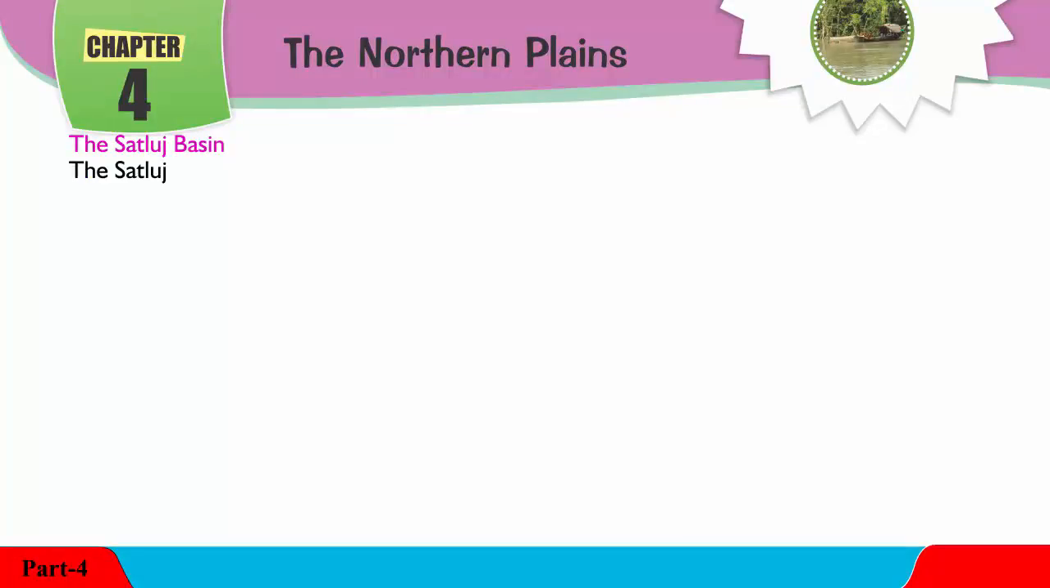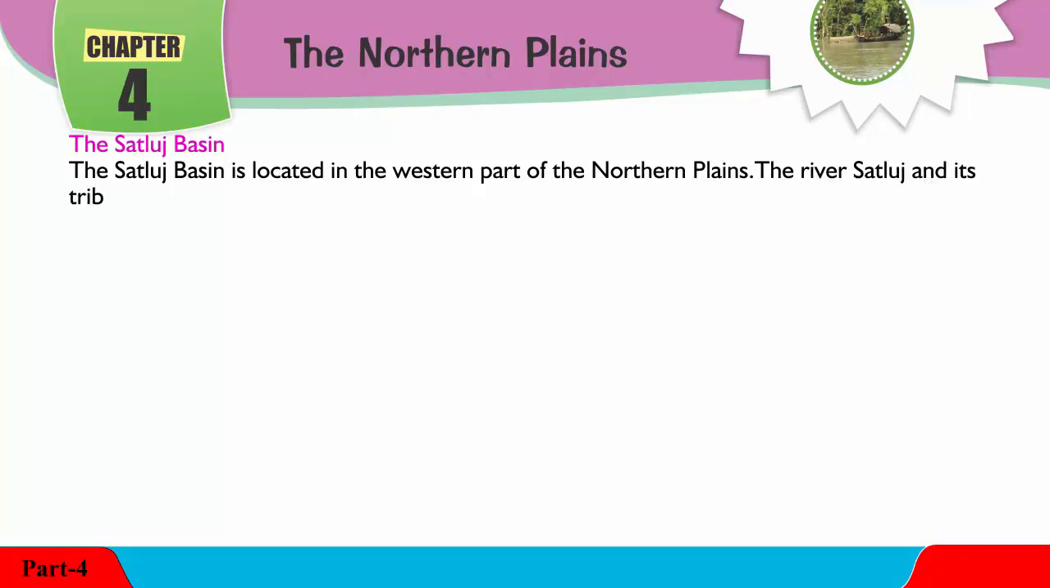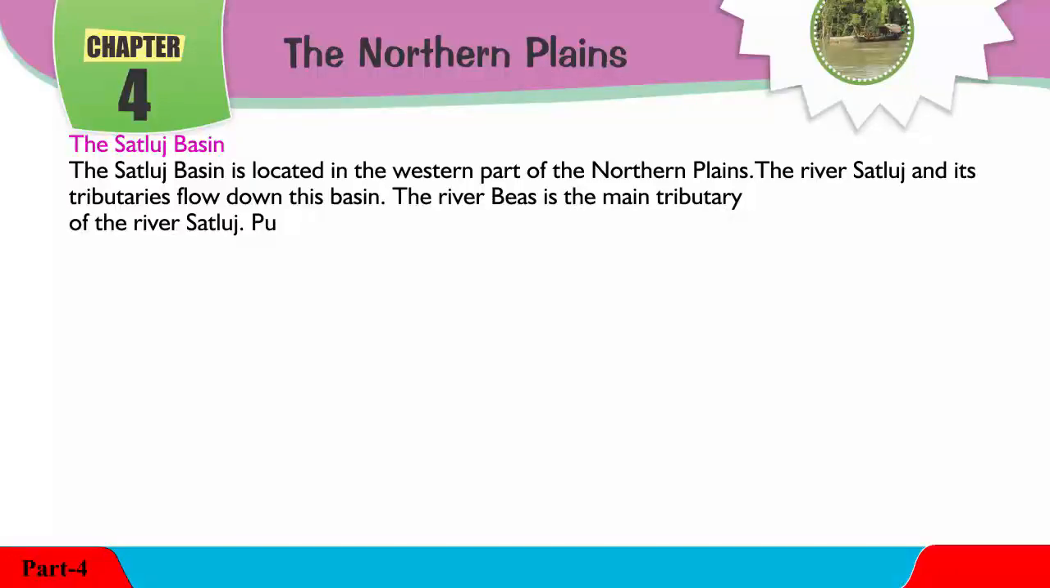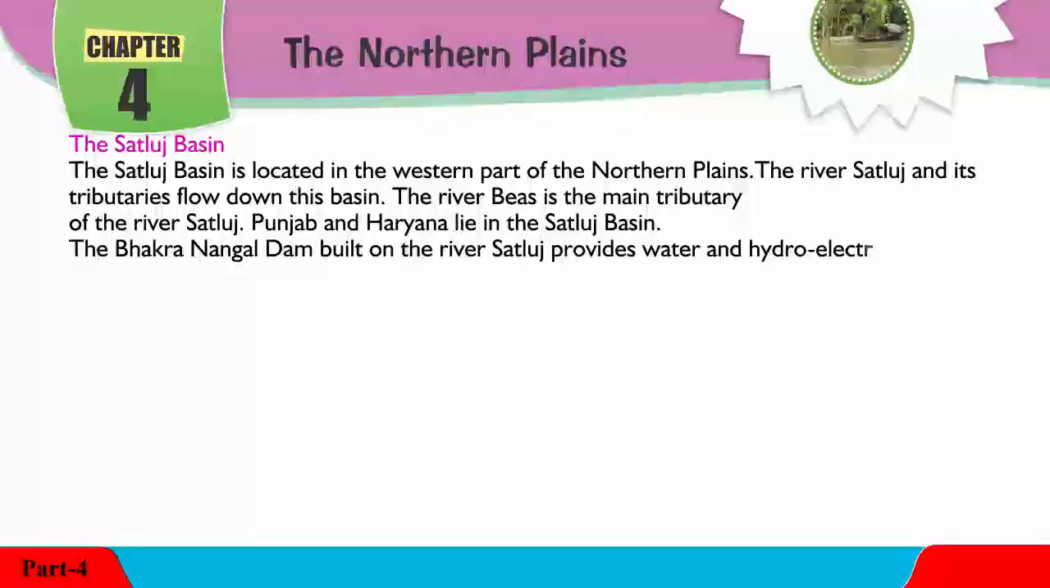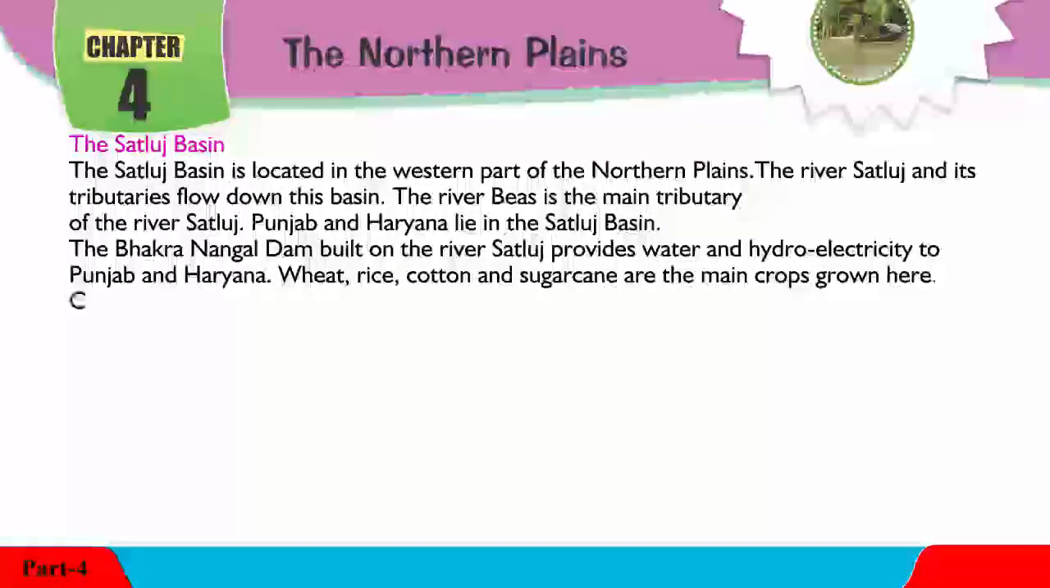The Satluj Basin. The Satluj Basin is located in the western part of the northern plains. The river Satluj and its tributaries flow down this basin. The river Beas is the main tributary of the river Satluj. Punjab and Haryana lie in the Satluj Basin. The Bhakra Nangal Dam built on the river Satluj provides water and hydroelectricity to Punjab and Haryana. Wheat, rice, cotton, and sugarcane are the main crops grown here.